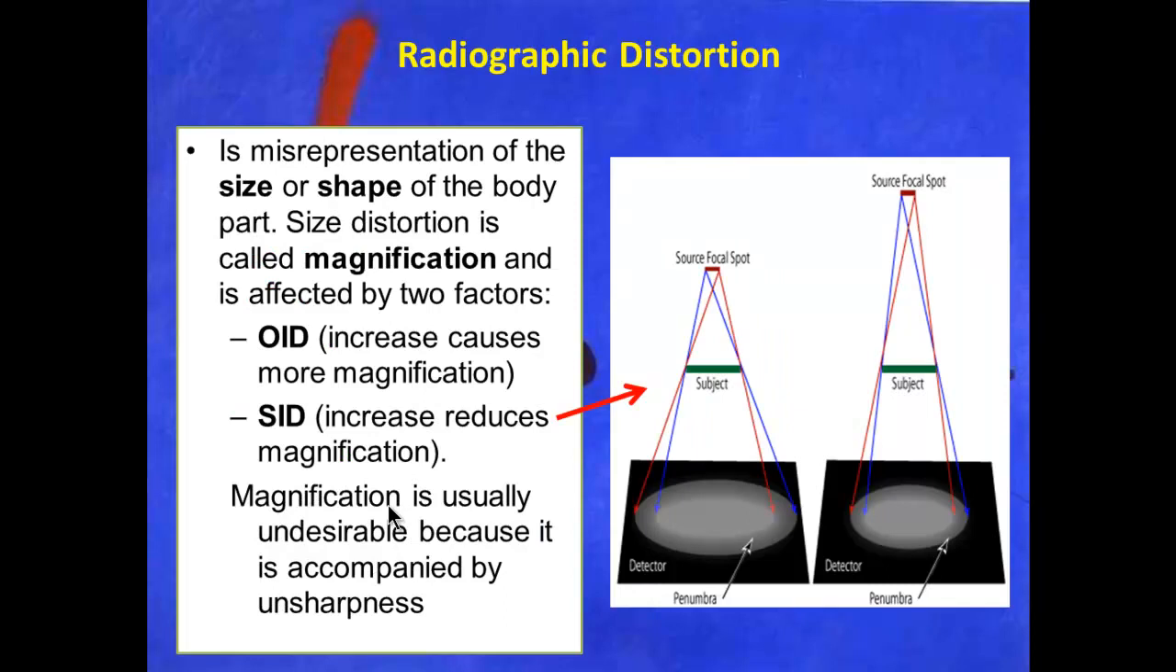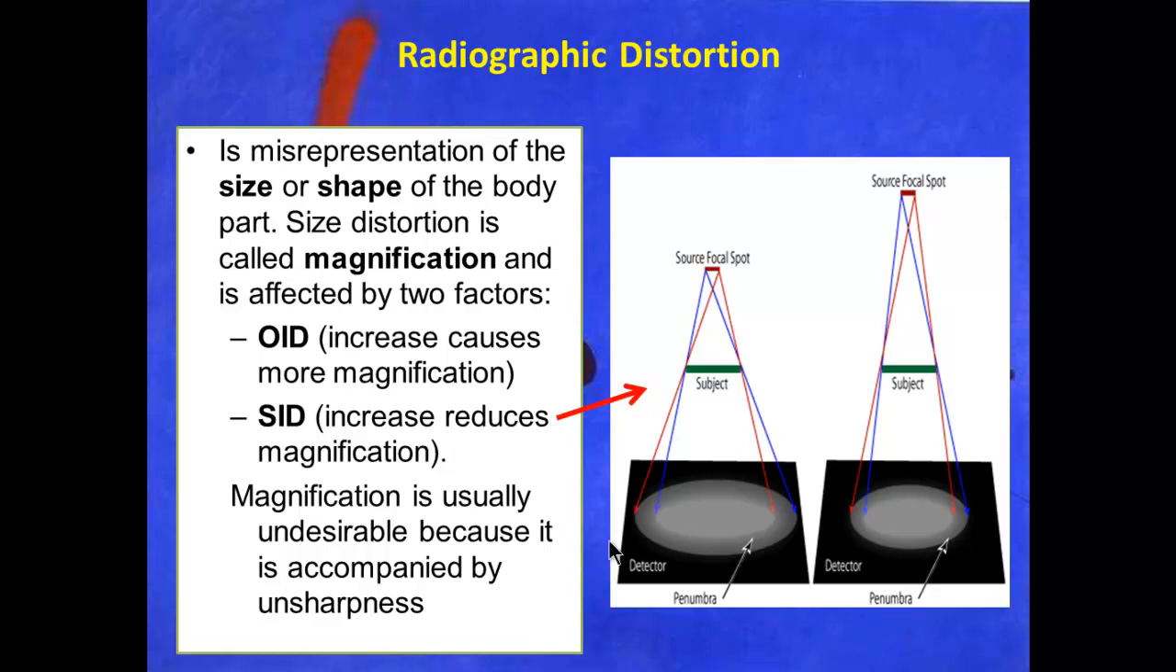So, distortion can come in two forms. It can change the shape or the size. And size distortion, very similar to detail, is based on magnification. And again, it's the same rule as before. If you increase your OID, you're going to have more magnification. If you increase your SID, you'll have less. Less magnification would also mean less distortion.